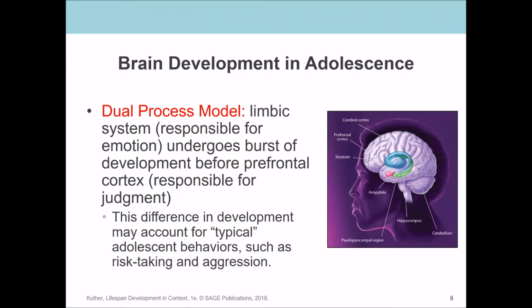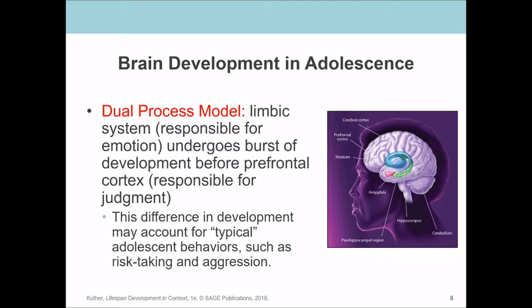The dual process model proposes that the limbic system, which is responsible for emotion and rewards, undergoes a burst of development before the prefrontal cortex does, and the prefrontal cortex is responsible for judgment. So the difference between these periods may account for typical adolescent behaviors. Teenagers sometimes make poor decisions, very emotional decisions, act out impulsively, and engage in lots of risk-taking and aggressive behaviors. This may be because that reward area is also responsible for emotion and feelings.